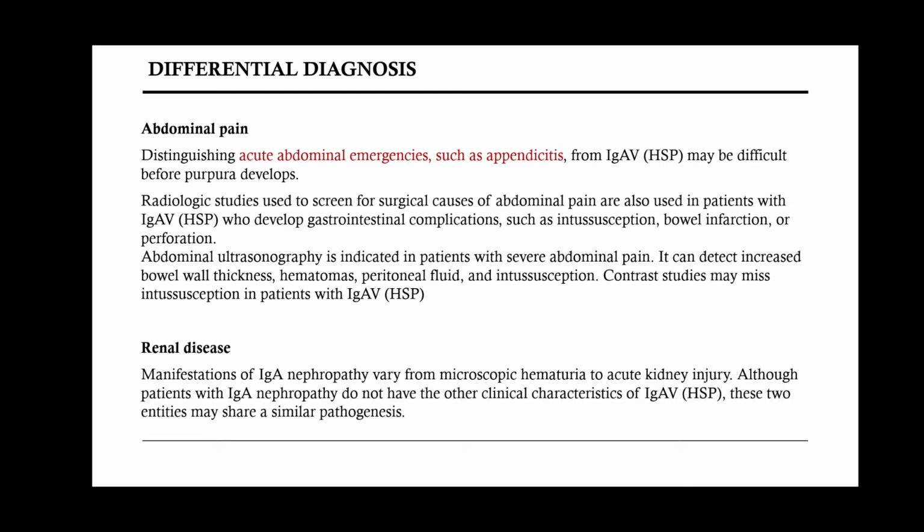And renal disease. The manifestations of IgA nephropathy vary from microscopic hematuria to acute kidney injury. Although patients with IgA nephropathy do not have the other clinical characteristics of IgA vasculitis, these two entities may share a similar pathogenesis.